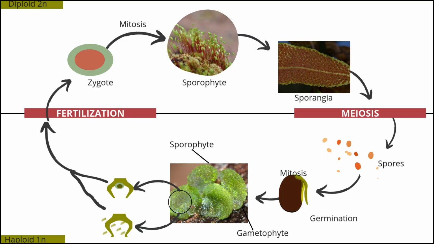Furthermore, let's talk about some plants. In plants, there's a cycle called alternation of generations. This is how plants create spores to start new plants. Pause the video here and take a look at the different stages.